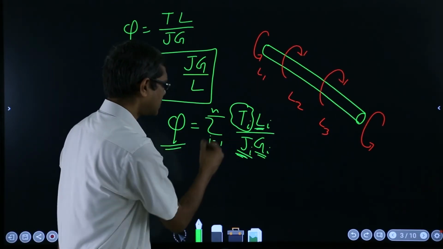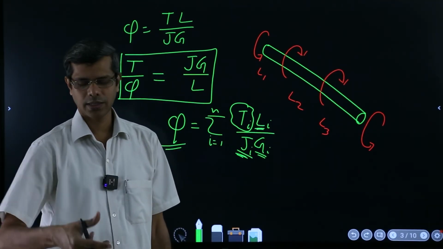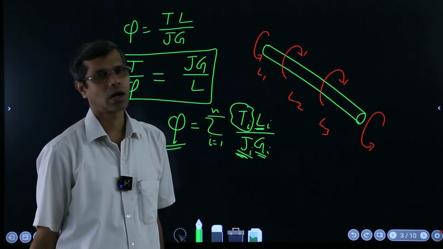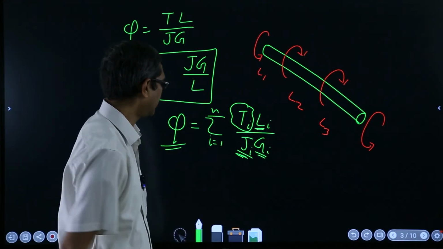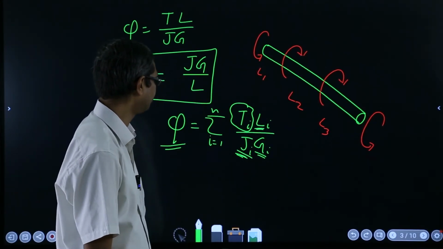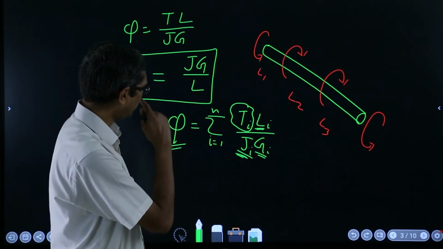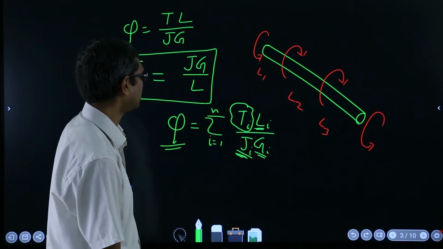And this is an algebraic sum. That means in some portion it could be a rotation in the clockwise direction, and in some portion it could be a rotation in the counterclockwise direction. Okay, and that's how you sum it up.